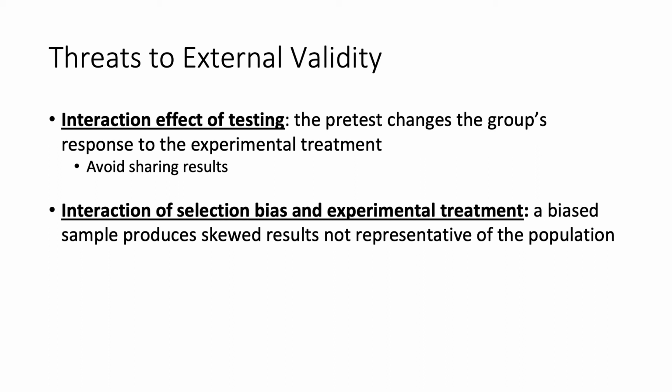So to minimize this threat, it is best not to share their values until they are completely done with the study. Another threat to external validity is the interaction of selection bias and experimental treatment, which is a threat where a biased sample produces skewed results not representative of the population.